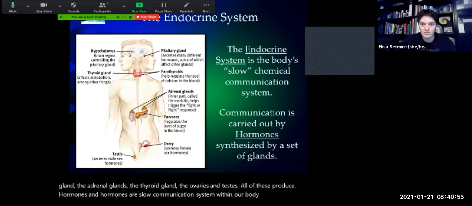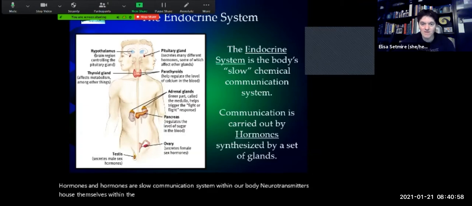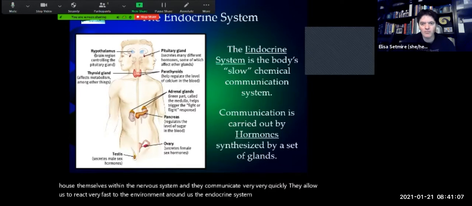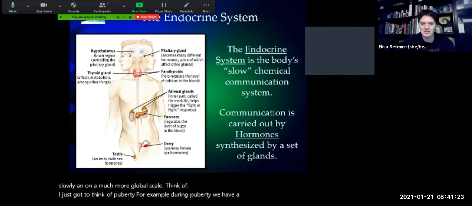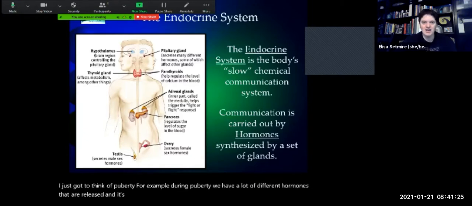Neurotransmitters house themselves within the nervous system, and they communicate very, very quickly. They allow us to react very fast to the environment around us. The endocrine system contains hormones which come from our glands into our bloodstream, and they tend to operate very slowly and on a much more global scale. Think of puberty, for example. During puberty, we have a lot of different hormones that are released, and it's a slow process with slow changes that are occurring.